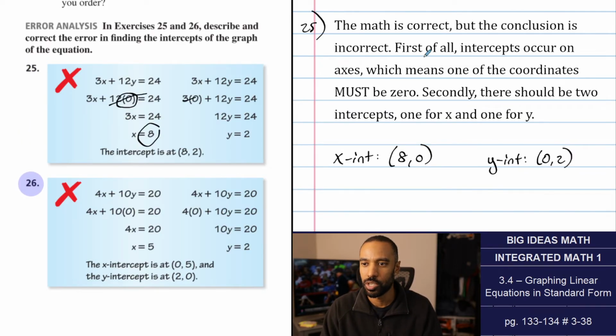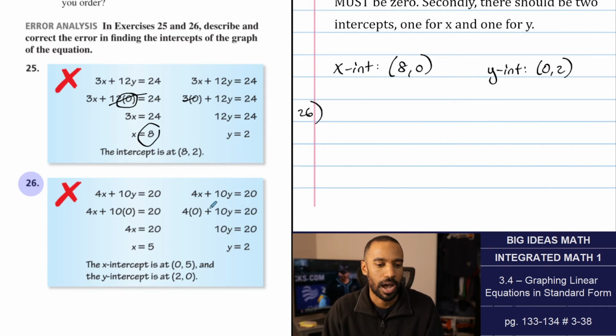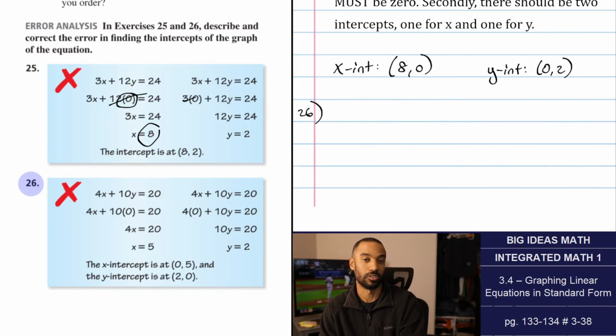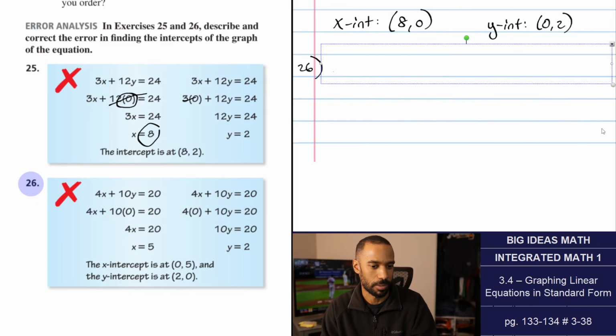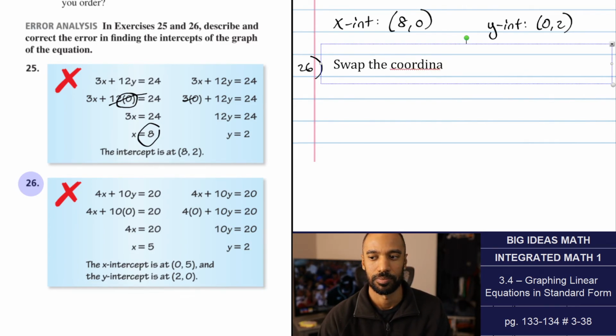Okay. Let's see what they did on number 26 so wrongly. Substitute 0 for y for the x-intercept. They got 5. Substitute 0 for x for the y-intercept. They got 2. Math is all good. Their problem here is, okay, now listen. First of all, they did write these as ordered pairs. I wasn't certain if they could write them as ordered pairs or not. I literally don't know. But it looks like they did that, and that's not the error. The error is they have the x-intercept as a y-intercept and the y-intercept as an x-intercept. Swap the coordinates.